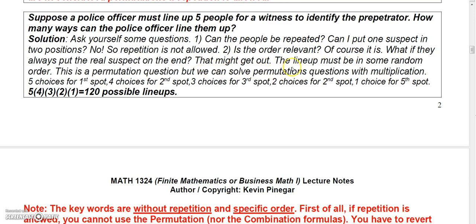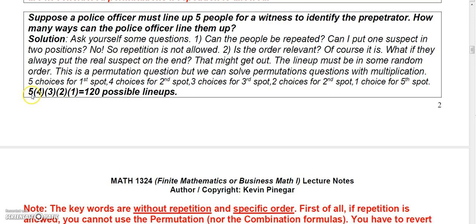So that order is certainly relevant here. This is a permutation question, but we can solve permutation questions with the multiplication principle, because that tells me there are 5 ways to fill this first spot, 4 ways to fill the second spot, 3 ways to fill the third spot, 2 ways to fill the fourth spot, and 1 way to fill the last spot. So this is a permutation of 5 objects out of 5 objects.